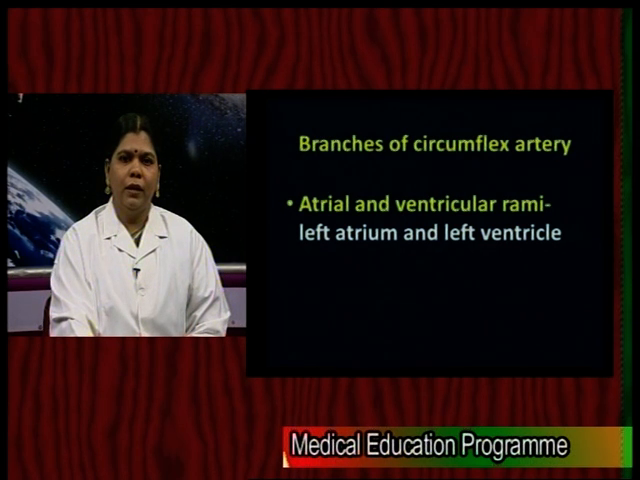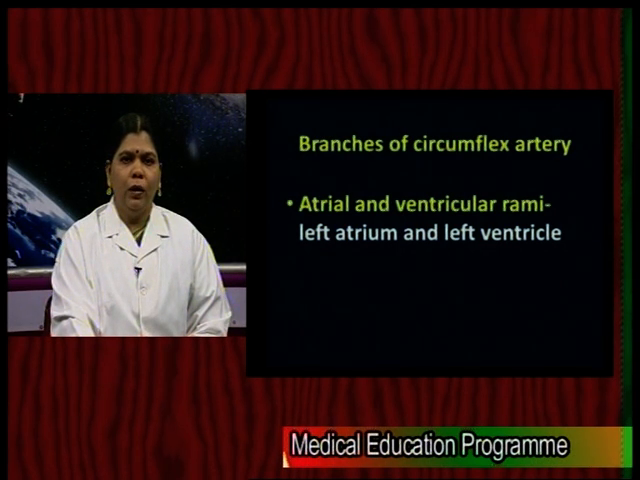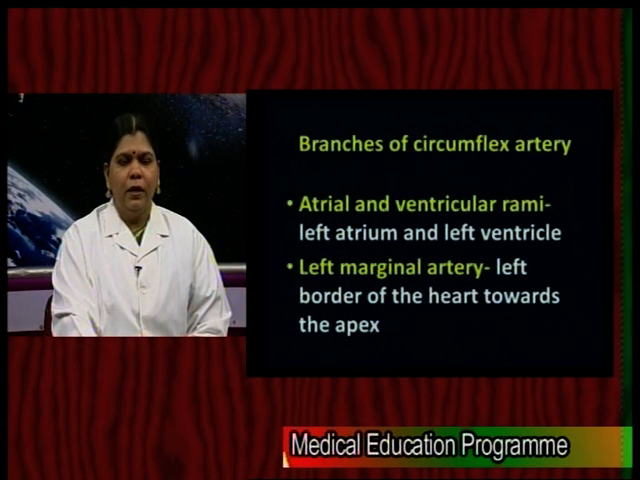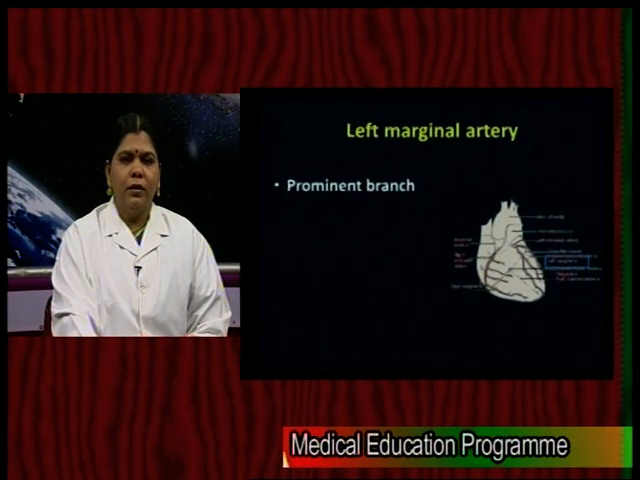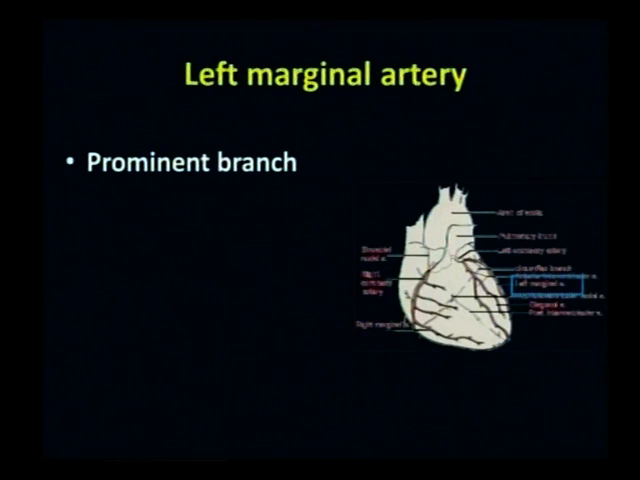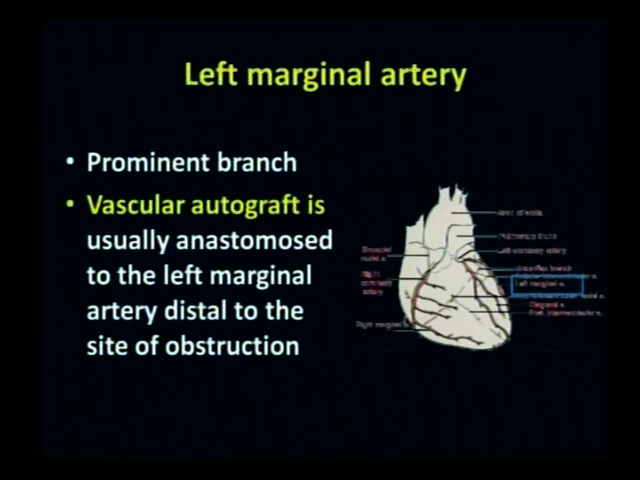Branches of the circumflex artery: atrial and ventricular rami supplying the left atrium and left ventricle. In this, the important branch is the left marginal artery, which runs along the left border of the heart towards the apex. This left marginal artery is the prominent branch. Again I have to tell the applied importance of this left marginal artery. Usually the vascular graft is anastomosed to the left marginal artery distal to the site of obstruction.